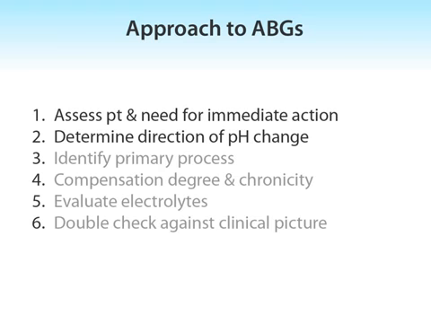Determine the direction of pH change and use this direction to identify primary processes. Assess the amount and chronicity of compensation. Evaluate electrolytes, albumin, and the need for lactate measurement. Finally, compare your analysis against the clinical picture.